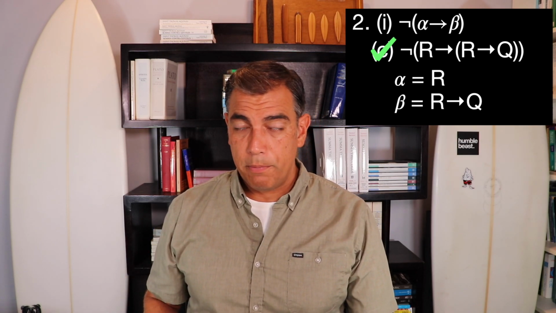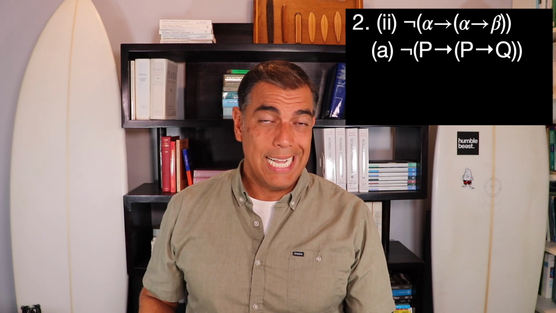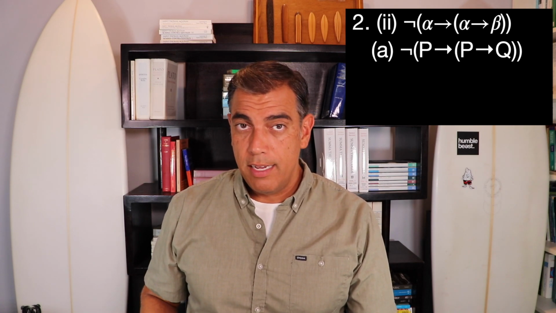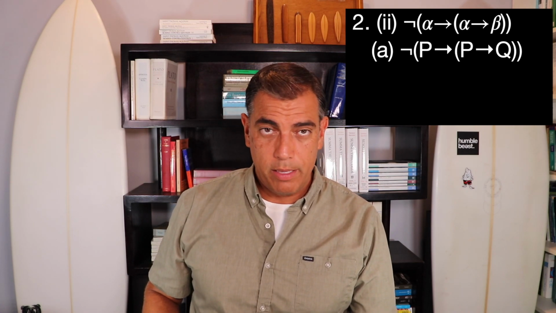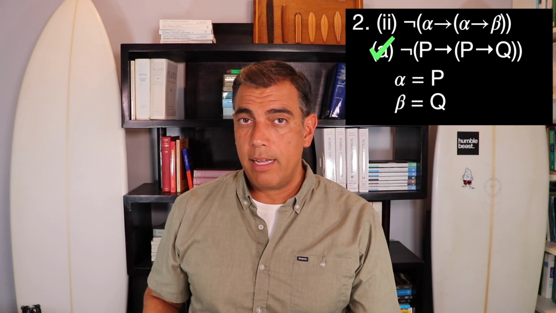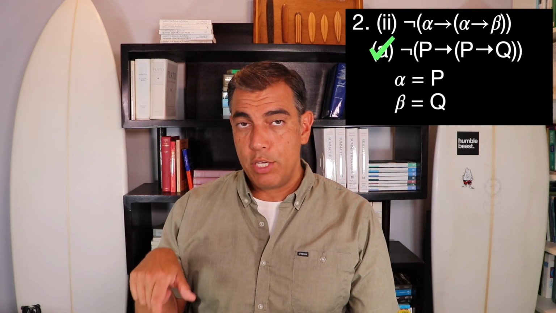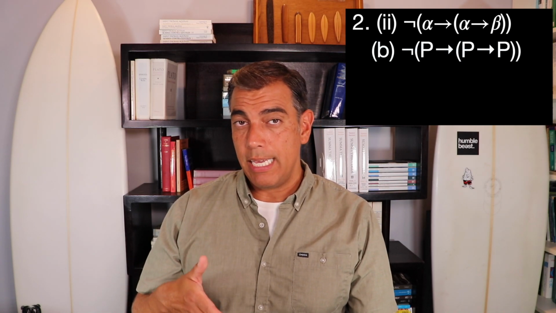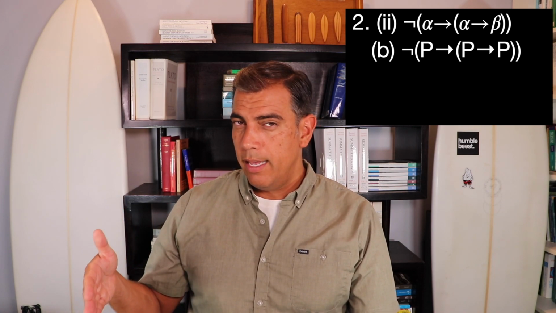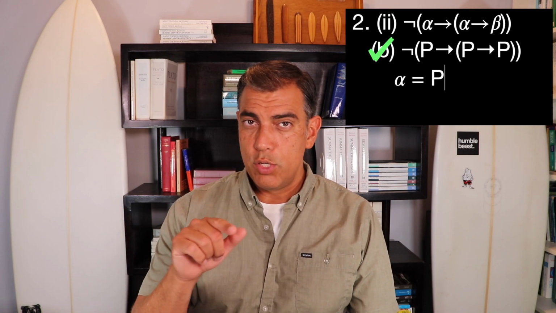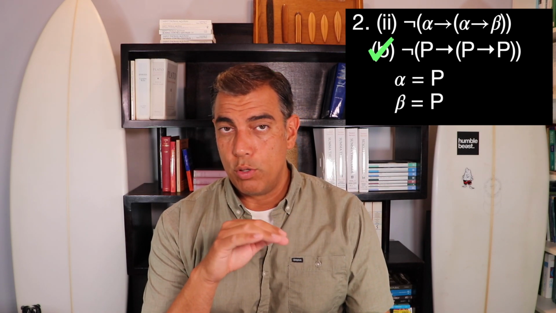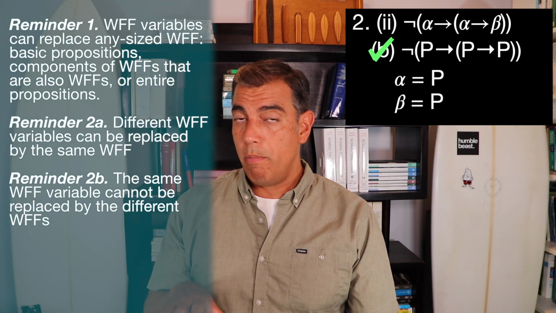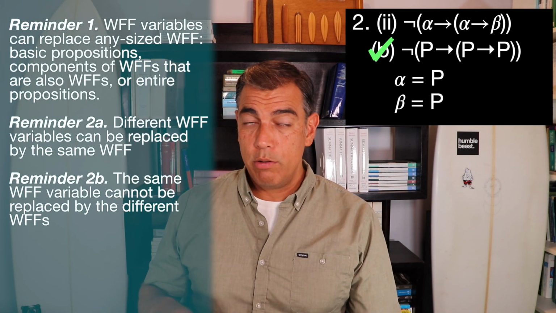Then our second logical form here, "it's not the case that if alpha then beta." And our first contestant is "it's not the case that if P then Q." And that is indeed an instance of that logical form where we have P replacing alpha and Q replacing beta. Our second possibility here is "it's not the case that if P then P." And interestingly enough, sure enough, this one is also an instance of that logical form where we have P replacing alpha and P replacing beta. Remember, according to reminder 2a, you're allowed to do that.